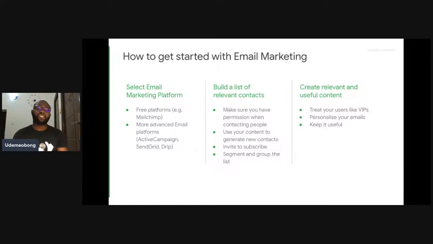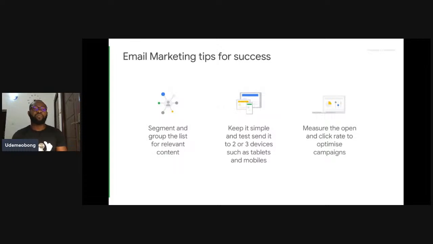All right, so a couple of tips for email marketing will be for you to segment your list, like I mentioned earlier. Segment the list and group the list for relevant content based on what you are doing per time. Keep it simple, and then test it on various devices. Test it on Mac, test it on tablets, test it on iPhones, test it on Android, test it on 2-3 devices, so that you can see how it actually looks before you send it live to the rest of the email list, right? And then measure the open and click rates to optimize your campaign.